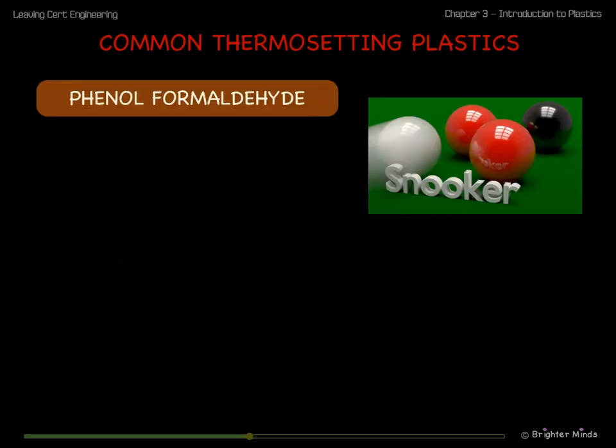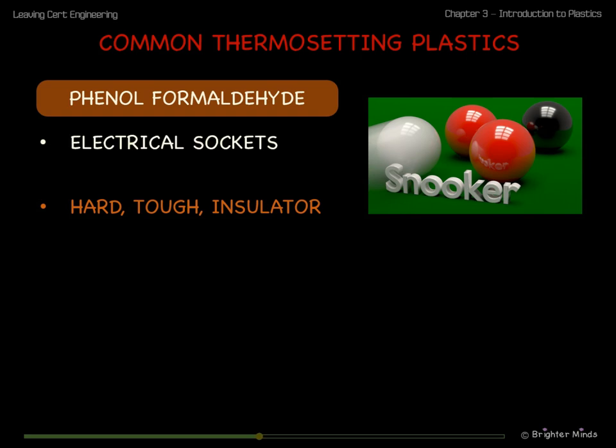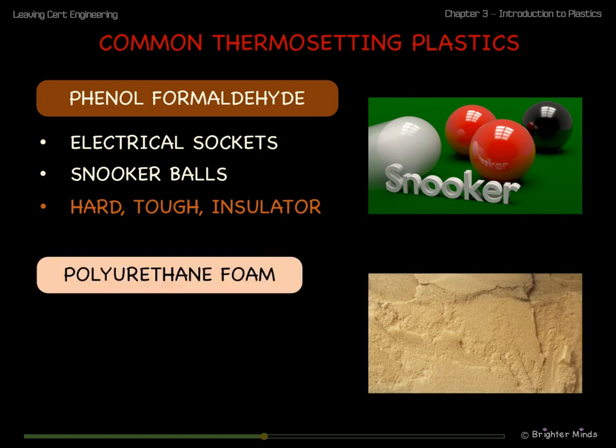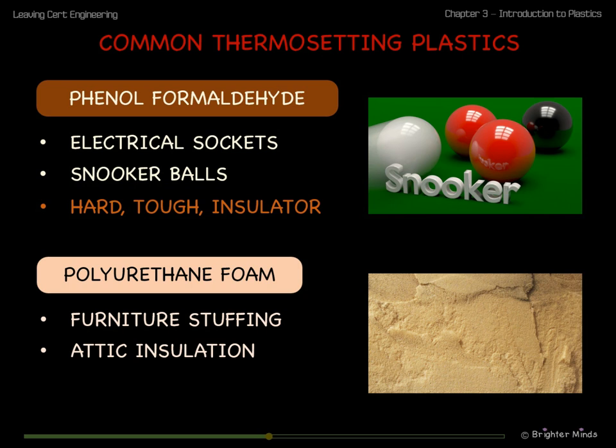The following are common thermosetting plastics. Phenol formaldehyde is hard, impact resistant, heat resistant, and a very good electrical insulator. It is commonly used to make products like electrical plugs and sockets, handles for cooking pots, and snooker balls. Polyurethane foam is used in furniture stuffing and spray-on attic insulation. It is expanded with bubbles and makes a good heat insulator.